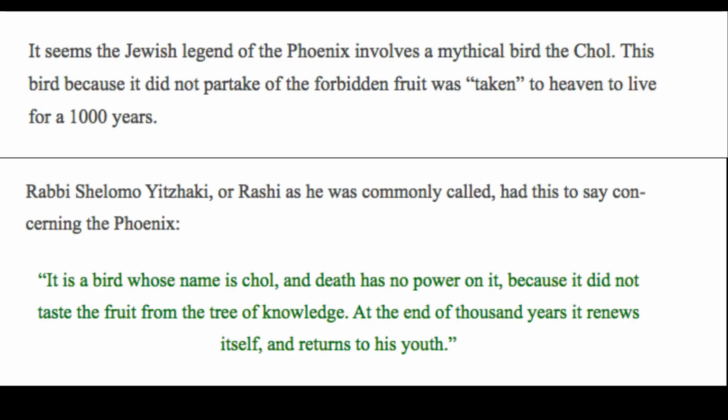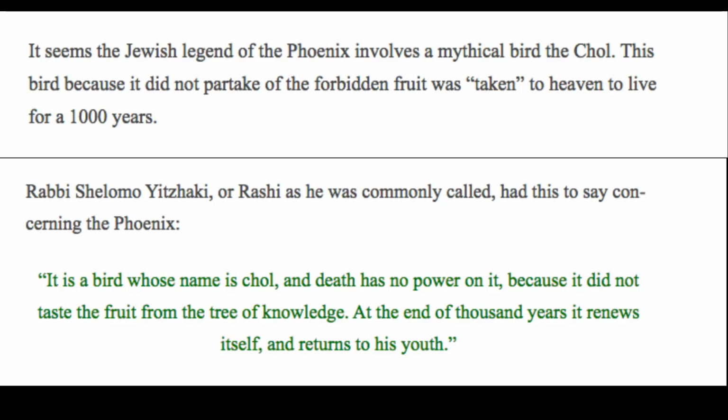Okay, so let's continue. Rabbi Shlomo Yitzhaki, or Rashi, as he was commonly called, had this to say concerning the phoenix. It is a bird whose name is Shoal, and death has no power on it, because it did not taste the fruit from the tree of knowledge. At the end of 1,000 years, it renews itself and returns to its youth. So you see where the 1,000 years of the phoenix comes from, this reference, right? Because he didn't eat of the forbidden fruit.